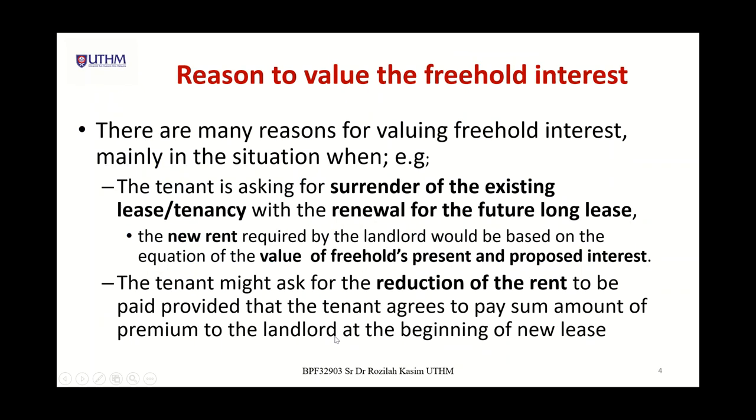Reason to value the freehold interest. There are many reasons for valuing freehold interest, mainly in the situation where the tenant is asking for surrender of the existing lease or the existing tenancy with the renewal for a future long lease. This happens when the new rent required by the landlord would be based on the equation of the value of the freehold's present and proposed interest. The tenant might ask for a reduction of the rent to be paid, provided that the tenant agrees to pay some amount of premium to the landlord at the beginning of the new lease. So this is just some of the reasons to value the freehold interest, but in reality there are many other reasons to value the freehold interest.